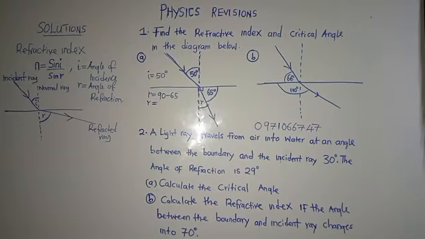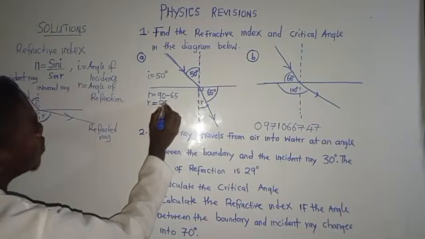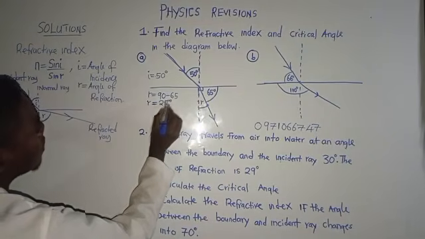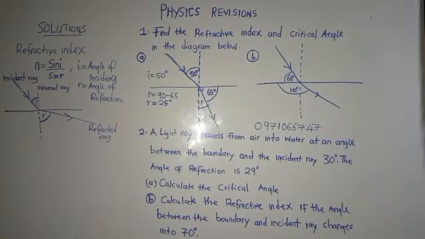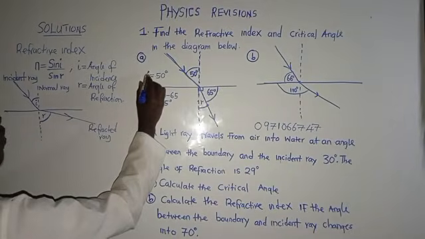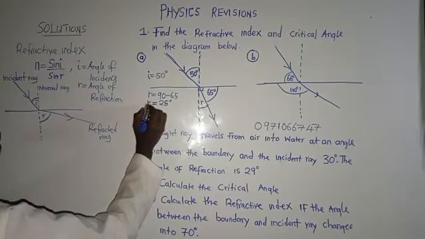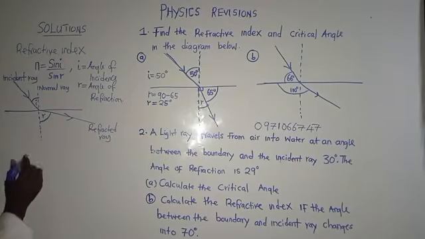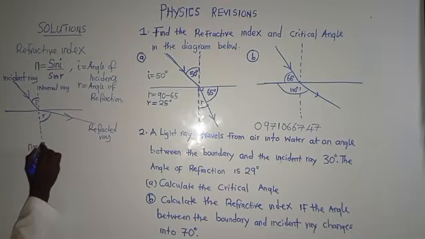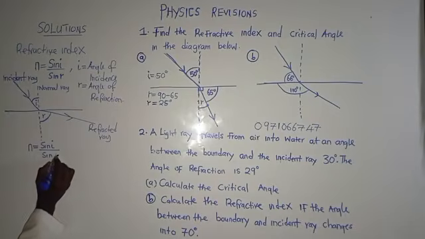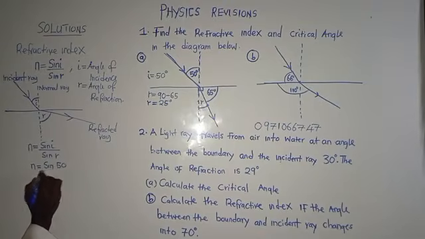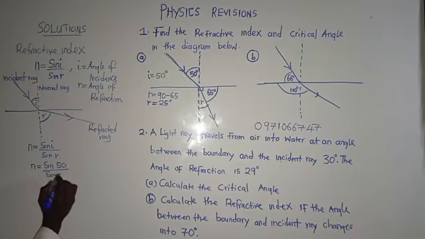This is so good. So we get 25 degrees. I put my 25 here. So this is our angle of incidence, and this is the angle of refraction. That's when now we can write our formula. We say refractive index is equal to sine I over sine R. And this is equal to sine 50 over sine 25.